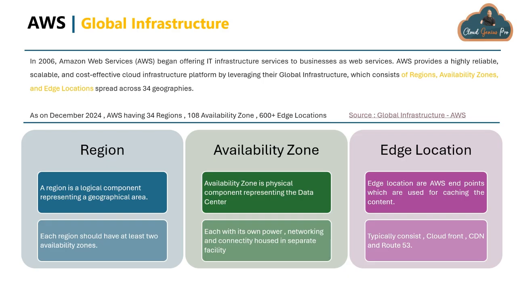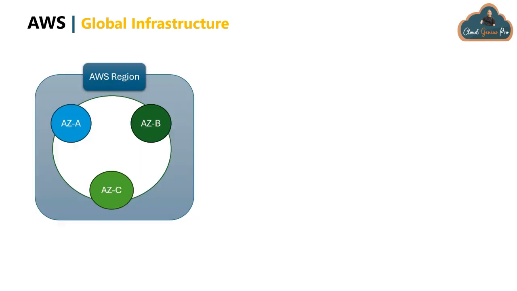So we will discuss this topic, CloudFront, in detail in a forthcoming video. But for now, you need to understand that edge location is also part of AWS Global Infrastructure, and it is predominantly providing the caching services.